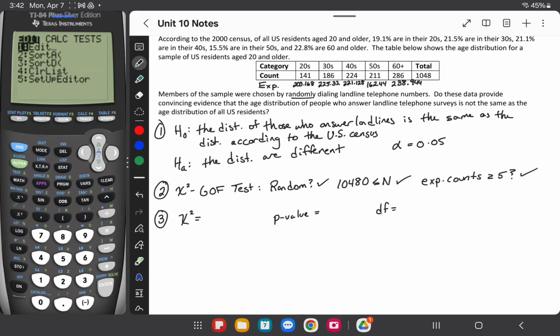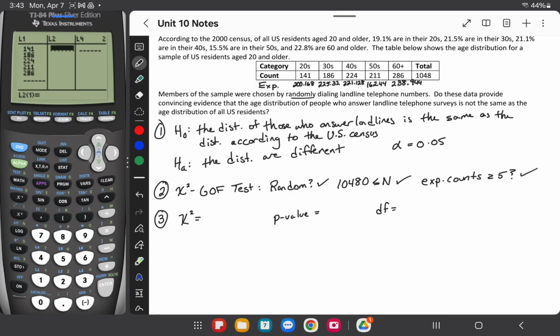First thing we're going to do is enter all of our data into list 1 and list 2 of our calculator. So list 1 is going to be our observed counts. List 2 is going to be our expected counts. So 141, 186, 224, 211, and 286 for the last.